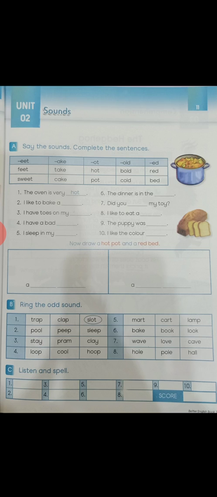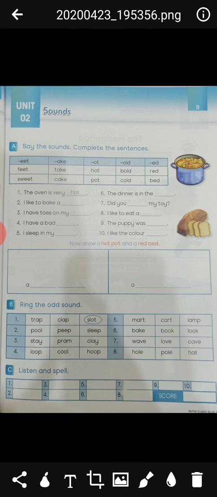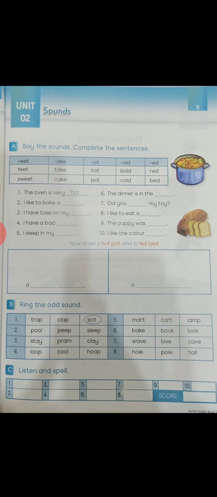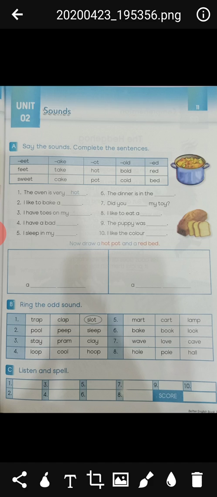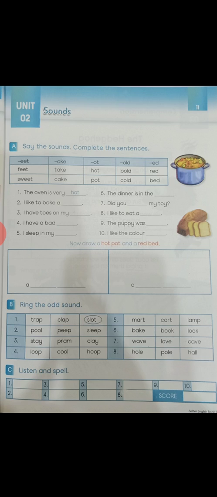B part. Ring the odd sound. Now there are 3 words given in each line, and the words have same sounds except for one word. 2 words have the same sound and 1 word does not. I will say 3 words and you have to see which word has a different sound, and you will circle that. For number 1, for example, trap, clap, slot. Now trap and clap have same sounds. Slot has a different sound. Trap and clap have same sounds, so we will circle slot.